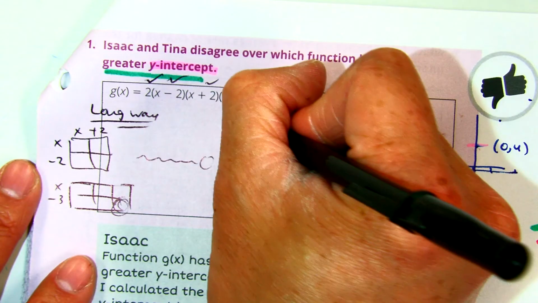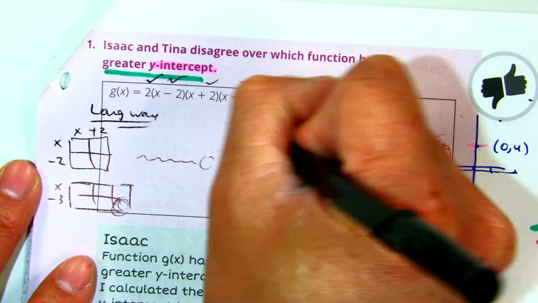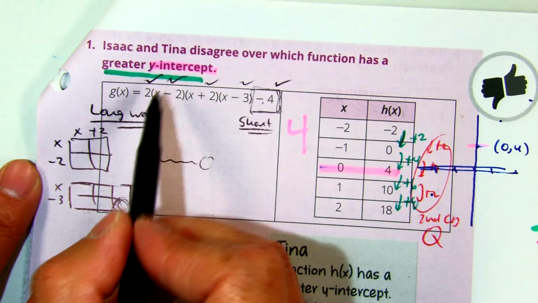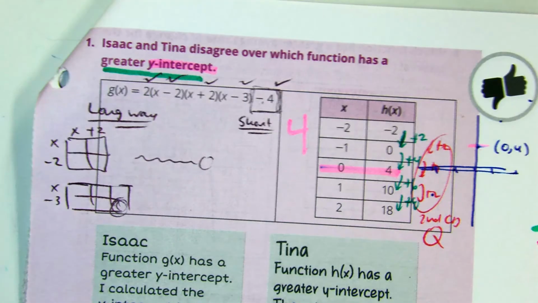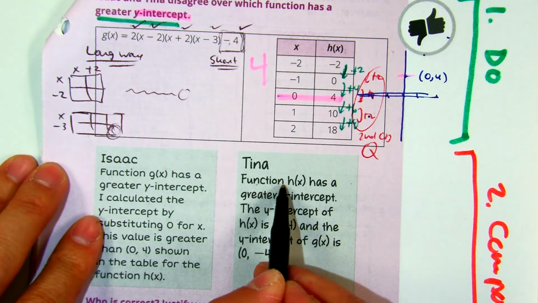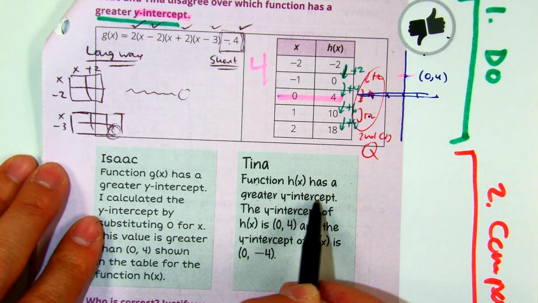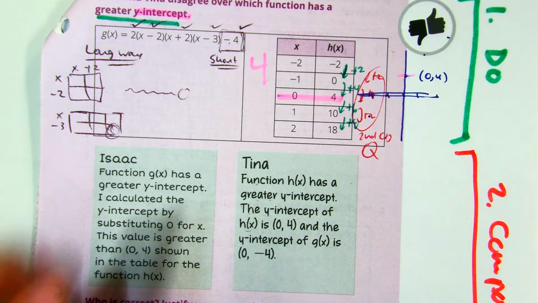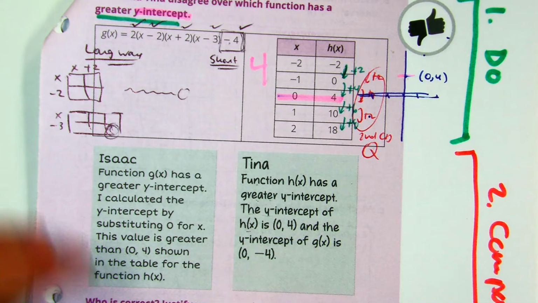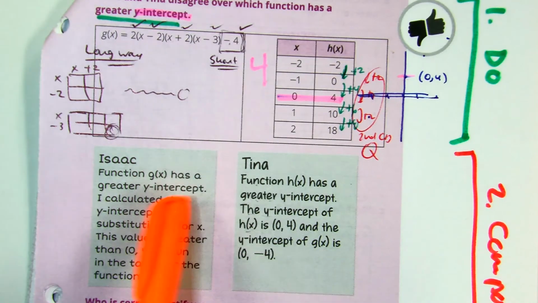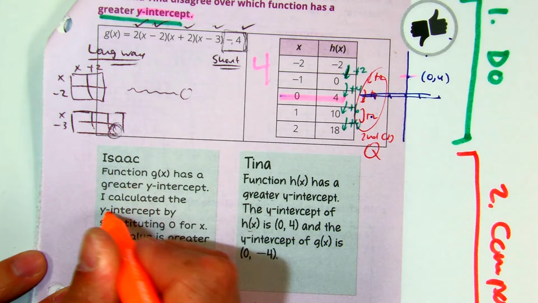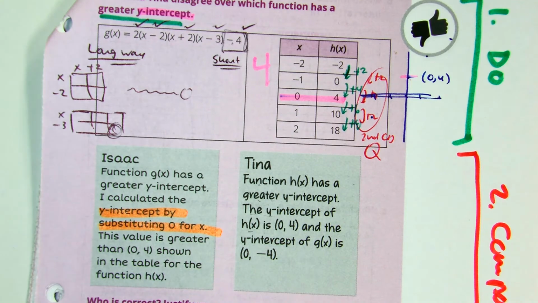Or a shorter way is just taking your constants. And let's look at what Tina wrote here. Function h of x has a greater y-intercept. The y-intercept of h of x is 0, 4. And the y-intercept of g of x is 0, -4. Sorry, I meant Isaac. Isaac has a greater y-intercept, calculated the y-intercept by substituting 0 for x. So this is the shorter way.